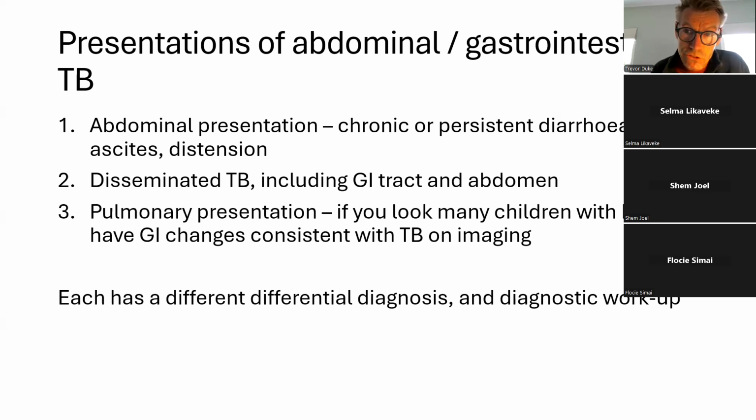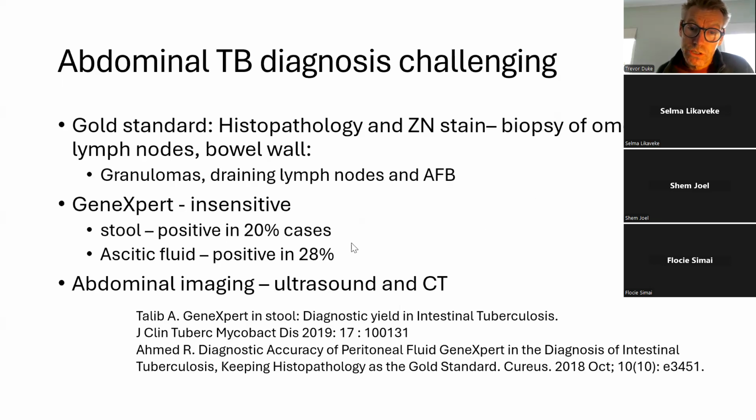It always starts with a history, and it starts with a clinical examination and then investigations. The gold standard for the diagnosis of abdominal TB or gastrointestinal tract TB is histopathology. That's a bit like finding acid-fast bacilli in sputum. You know that child's got TB. It might be the gold standard, but it's not often what we're able to achieve, because we often don't get biopsies of the omentum or lymph nodes in the gastrointestinal tract or the bowel wall itself.